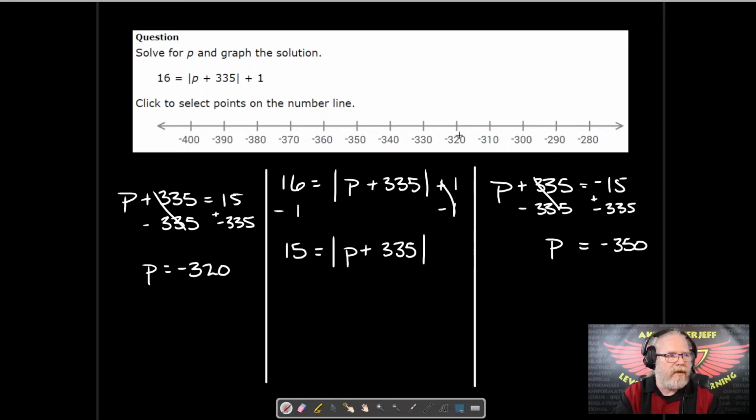So looking for those two solutions on the number line. P equals negative 320. Indeed, there's one of them. And then negative 350. That number is there as well. So I'm good to go. I must have done my math right.